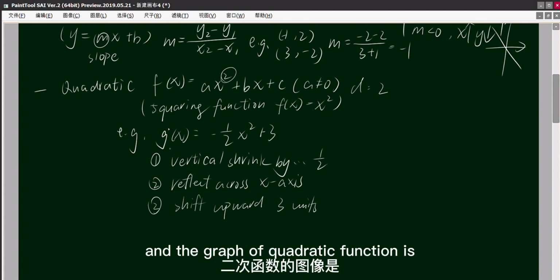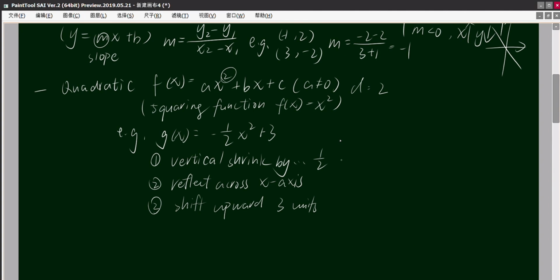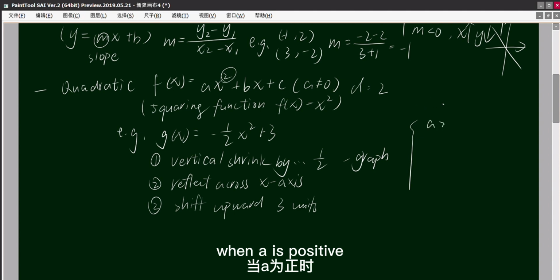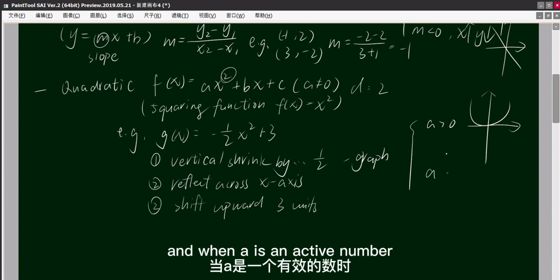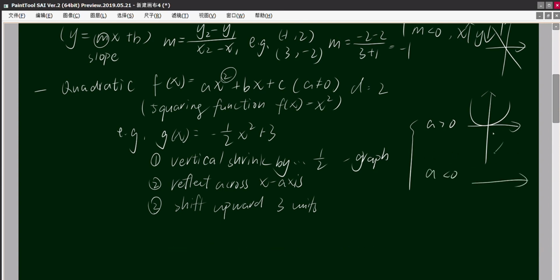And the graph of quadratic function is, when a is positive, the function is like this, and when a is a negative number, the graph is this.